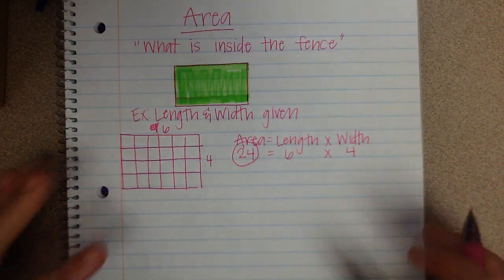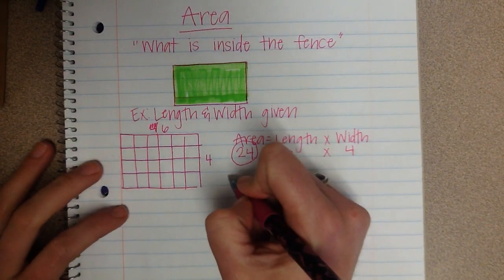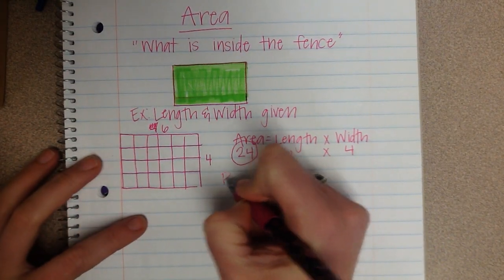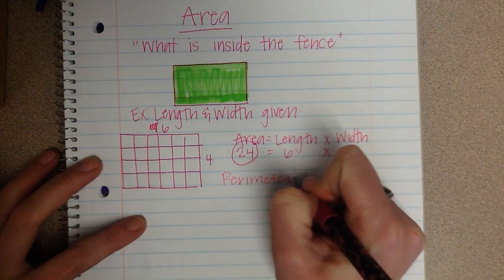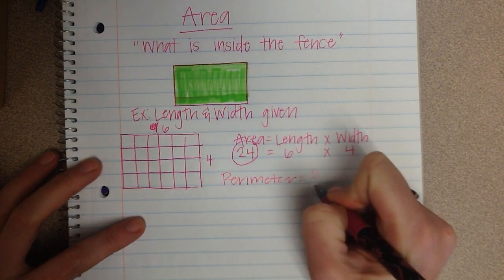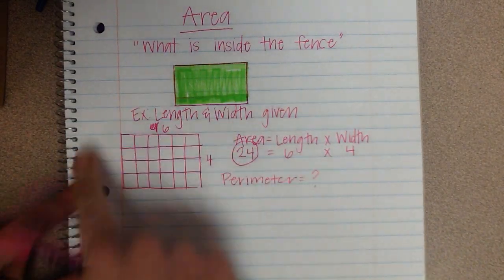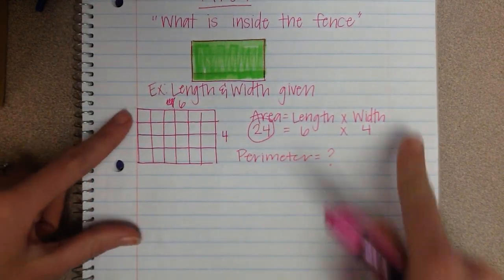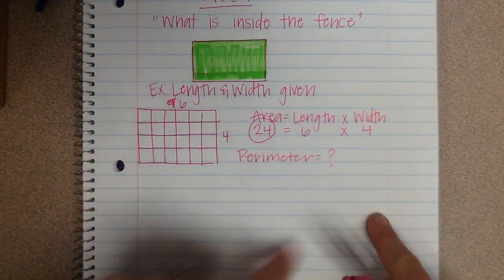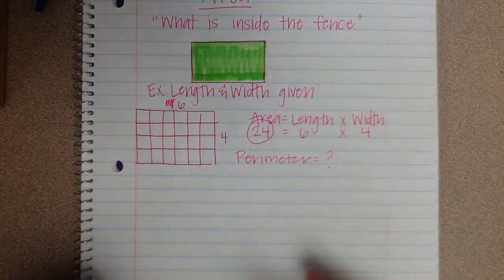Another thing that you could do if you wanted to go above and beyond is perimeter. What is the perimeter? I want you to figure out what the perimeter for this is. Come back and tell me. That's your first problem, okay? So I've shown you what happens when your length and your width are given, okay?